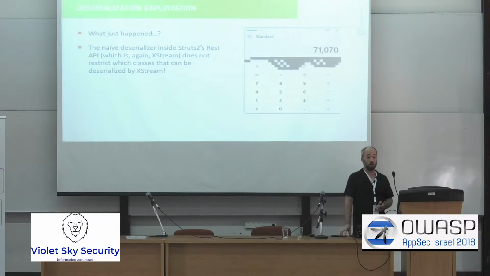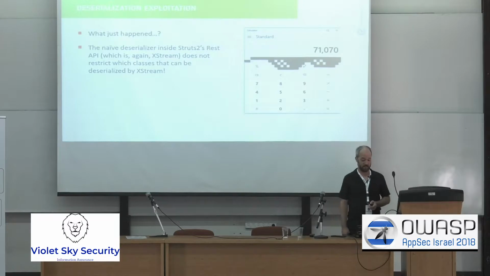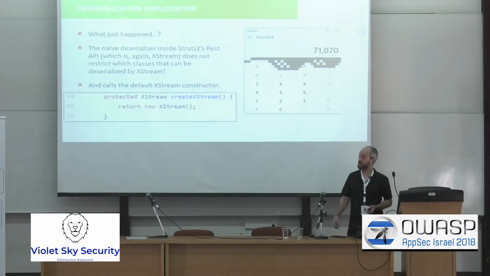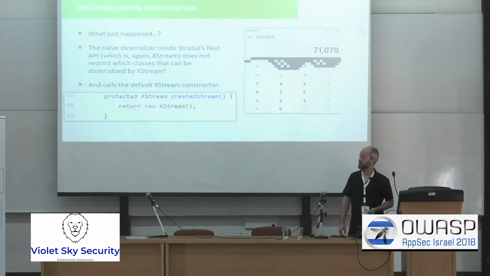What just happened? Well, the naive deserializer implemented by Struts2, which is XStream, by the way, doesn't do any sort of validation, doesn't do any sort of restriction on what objects it can or cannot deserialize. And this is its constructor for that XStream serializer or deserializer in this case. You can see it just returns a new object.